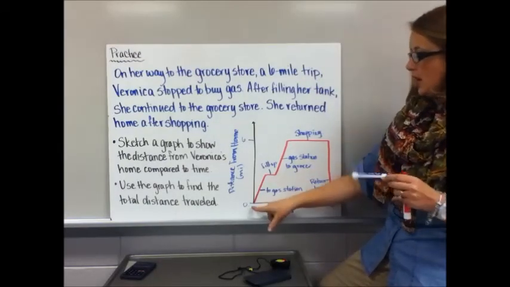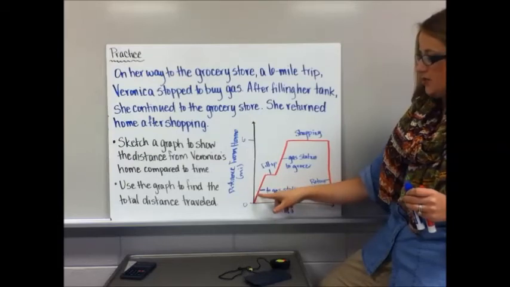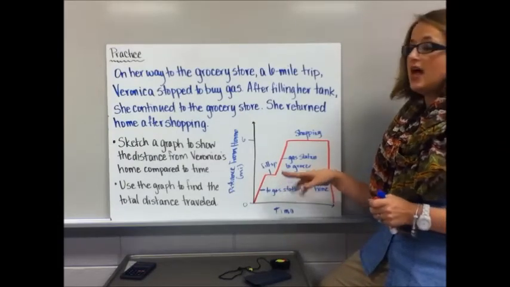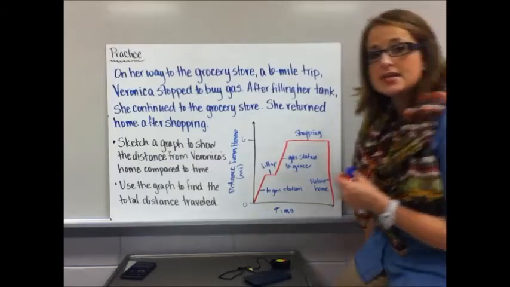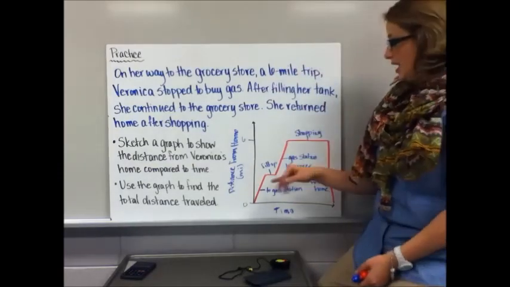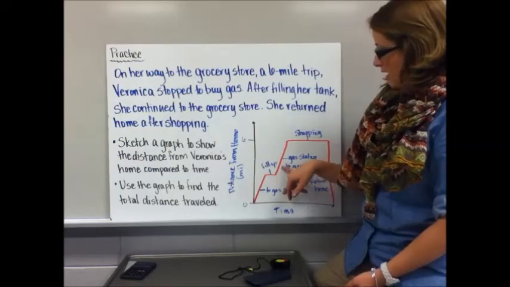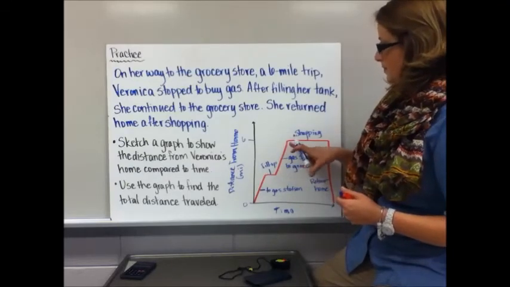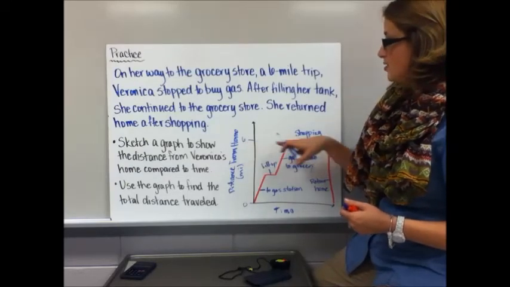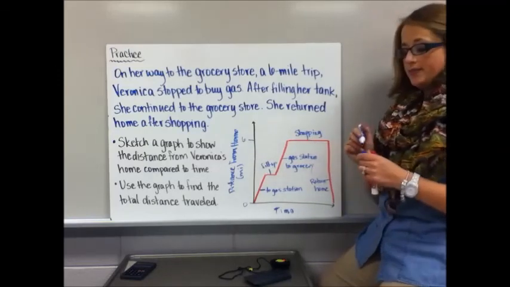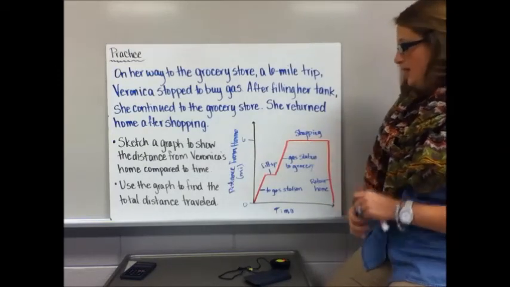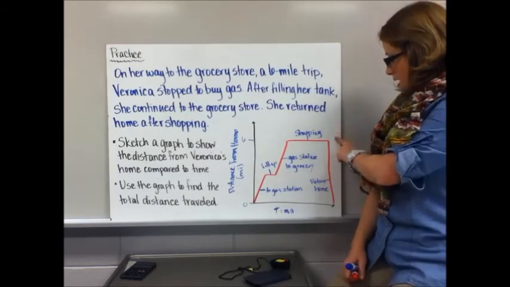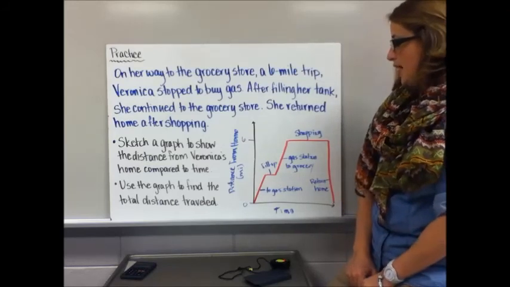Okay, so she starts at home at 0 and then goes to the gas station. So this incline is showing her driving to the gas station. She stops to fill up. So there's a small flat line because it's going to take a little bit of time for her to fill up her tank. Then she goes from the gas station to the grocery. Now she's at the grocery, 6 miles from home. She shops at the grocery, so that is a piece of time. And during that shopping, she's not getting any closer or farther away from home. And then she drives home after that.